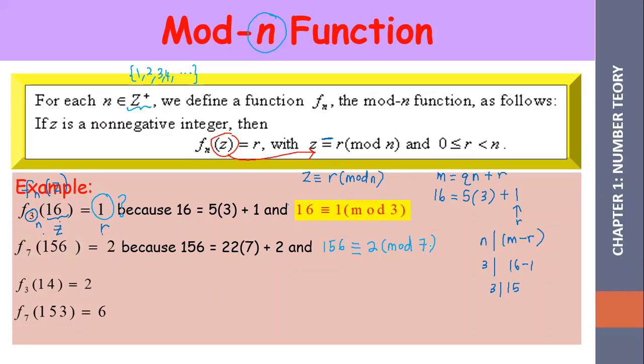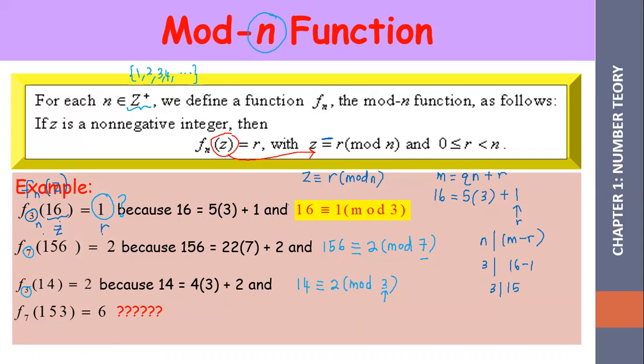How about f_3(14)? Okay, so 14 is 4 times 3 plus 2. So 14 is congruent to the remainder 2 mod n, which is mod 3. You must note here it is 7, and below this must be 7 as well. Here it is 3, below this must also be 3.